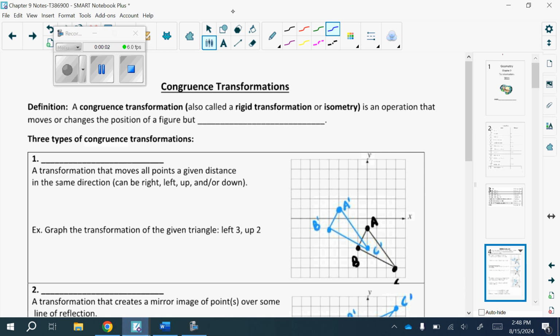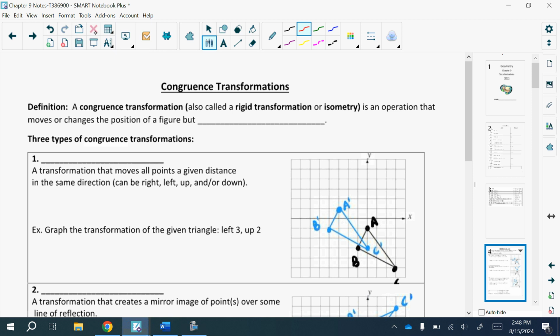Hey, what's up, everyone? This is going to be a video covering congruence transformations, more in particular, translations. So, first we have the definition. Congruence transformation, also called a rigid transformation or isometry, is an operation that moves or changes the position of a figure, but preserves congruency.